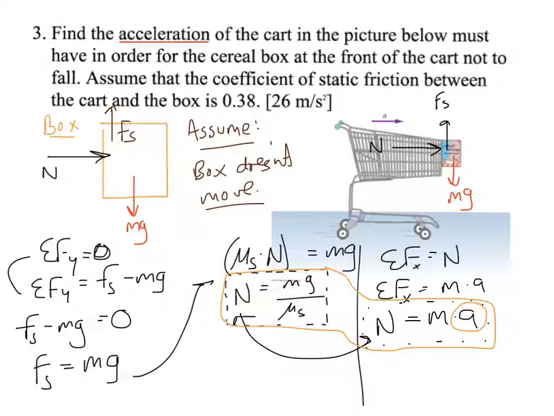The question is, does the mass of the cereal box matter? And the answer is no, because you're going to see that the mass will cancel out. I'll let you take it from here. This is how we set this up: the link between the horizontal and the vertical is the normal force. So we state it in terms of vertical, state it in terms of horizontal, tie them together, and solve for our acceleration.